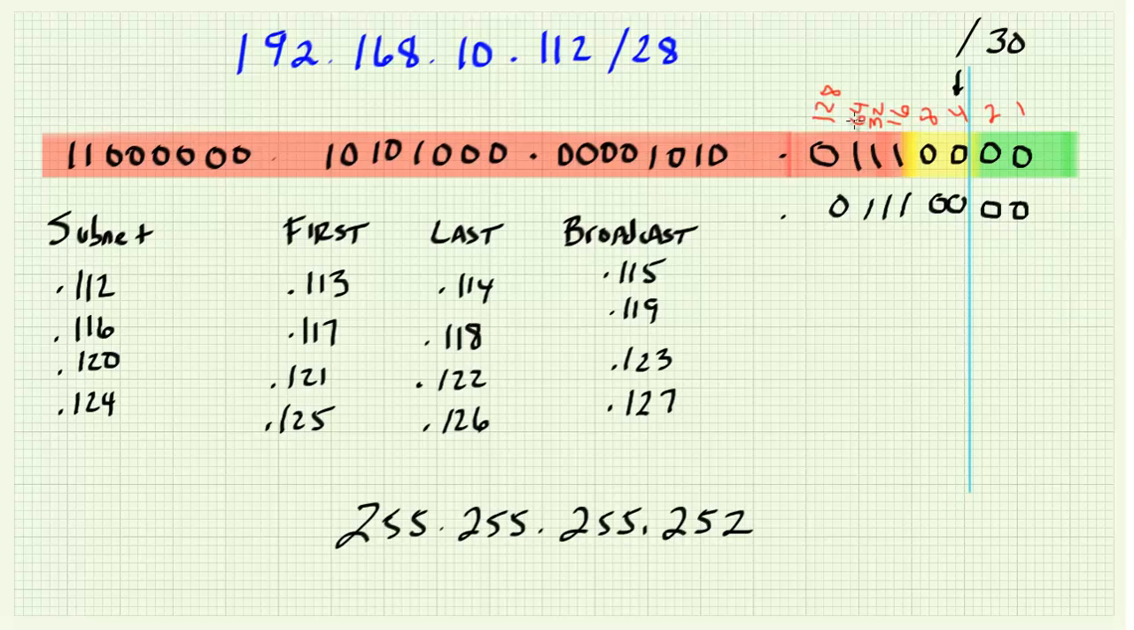128, 64 is 192, and 32 is 224. 16 is 240, plus 8, 248, plus 4 is 252. So there's the decimal subnet mask that we will be configuring on all of the router interfaces when we apply these IP addresses in the configuration.